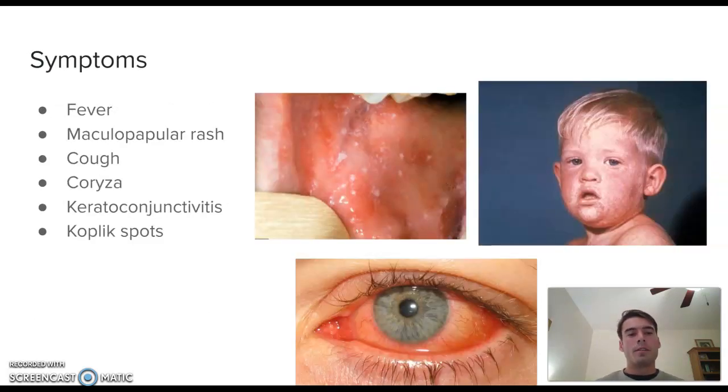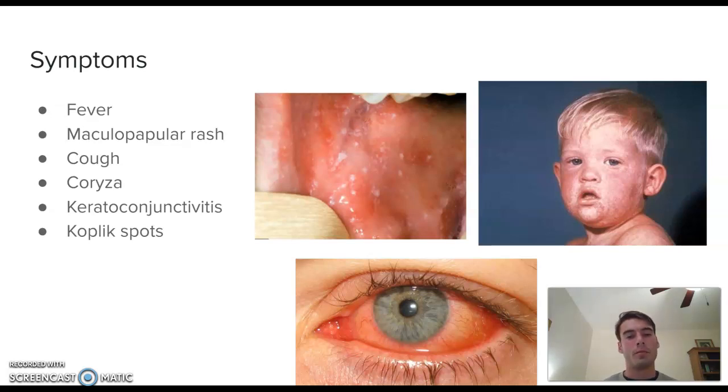Some symptoms of measles virus are first the fever. The second is a maculopapular rash, which is just raised or flat red bumps that appear on the skin, like the rash that you see the child has in the top right corner in that picture. Another symptom is a cough, and a fourth symptom is coryza, which is just an inflammation of the mucous membranes in the nose. The most common cause of coryza is a cold. If you feel your nose is inflamed or stuffy during a cold, that's a little bit of coryza.